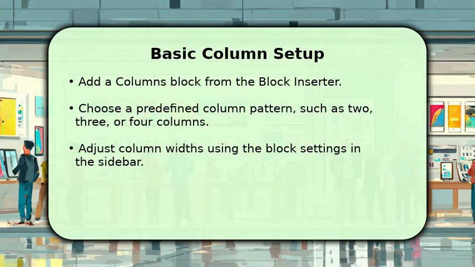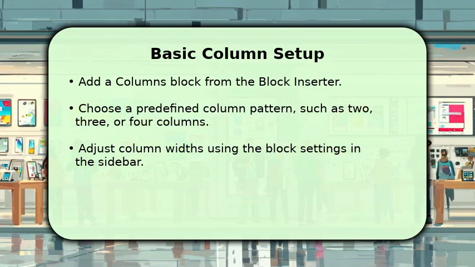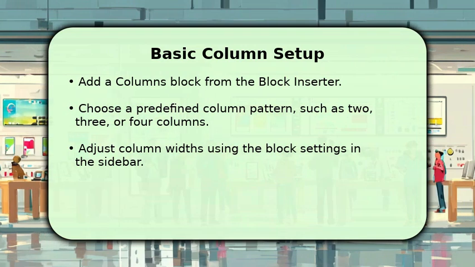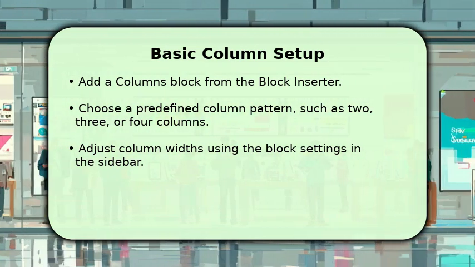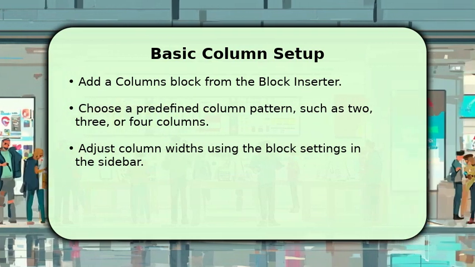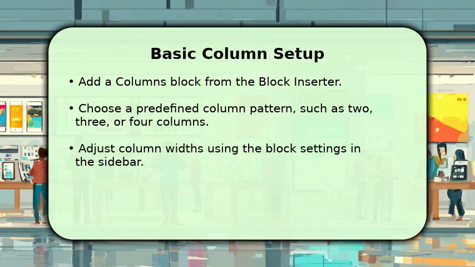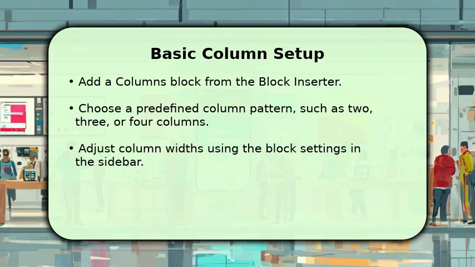To implement a basic grid, first add a columns block from the block inserter. You can choose from several predefined patterns, such as a 2-column, 3-column, or even a 4-column layout, depending on your content needs. Once inserted, you can easily adjust the width of each individual column using the settings panel in the sidebar, giving you precise control over your design's proportions.